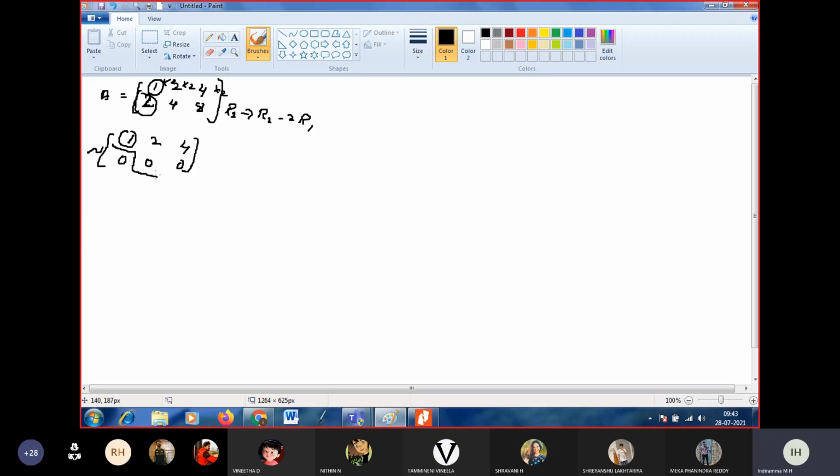The second pivot element should be this one, but it is 0, right? Only one column contains the pivot element, that is our basis. Now, what is the column space? The column space of A is only 1, 2. The column containing the pivot element spans the whole matrix A. So this is a basis. 1, 2 is the basis.